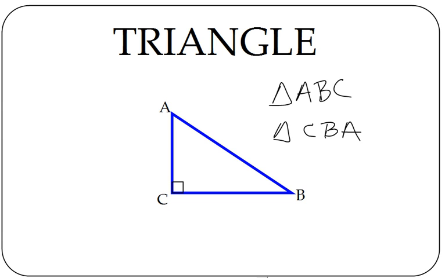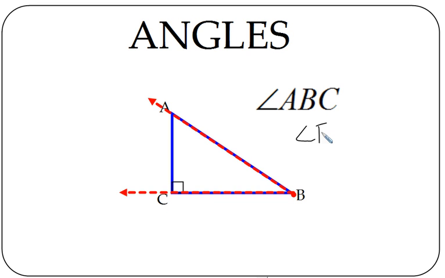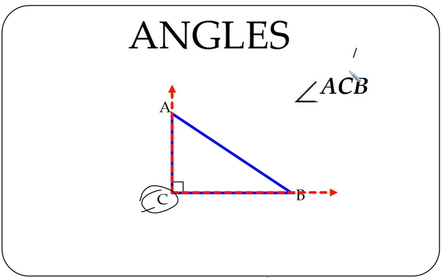Okay, however, angles in triangles need to be named a certain way. The vertex of the angle must always be in the middle. Or you can also name this angle A. Here we have angle ABC, or we could call this angle B. Here we have angle ACB. Notice the vertex is in the middle, or we could also call this angle C.